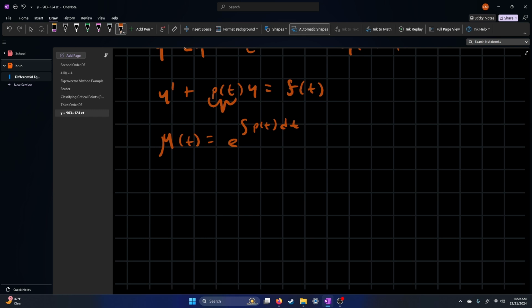And then you're going to multiply that into this equation. And then you're going to recognize that the left side is actually a chain rule from differentiation. When you rewrite it as a derivative, you're going to integrate both sides with respect to t, so that you get some number with y, and then whatever the antiderivative of this is, with the constant of integration. And then you're going to multiply or divide to isolate y.